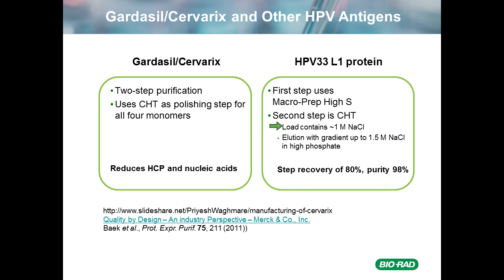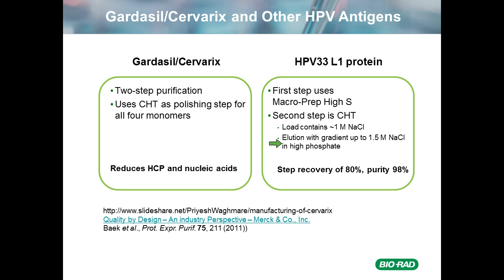Now, CHT is a mixed mode resin for those of you familiar with it. It has two functionalities. One is ion exchange on the phosphate groups, and the other is metal affinity on the calcium sites. And those of you that have worked with metal affinity resins know that they're generally not affected by sodium chloride. So this is why we're able to load this product at a high salt. There's no need for a dilution going from the first step to the second step.